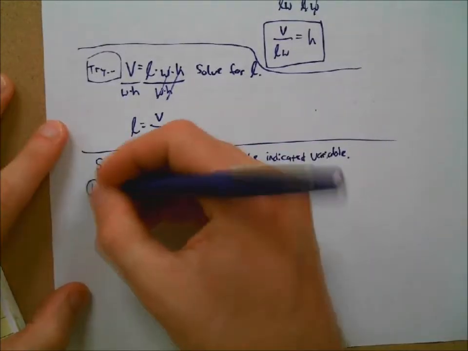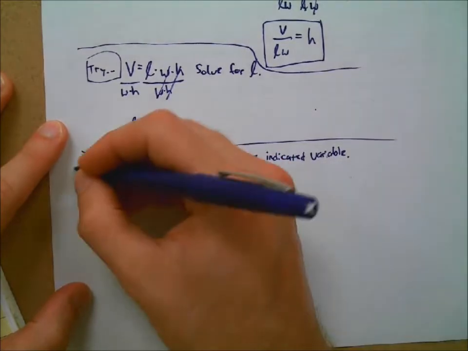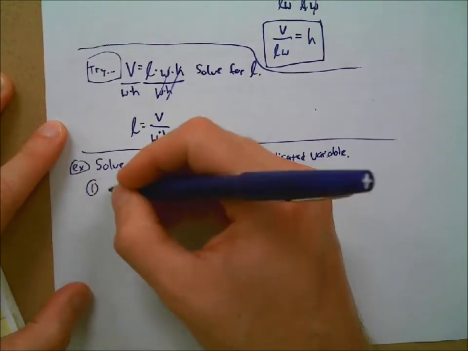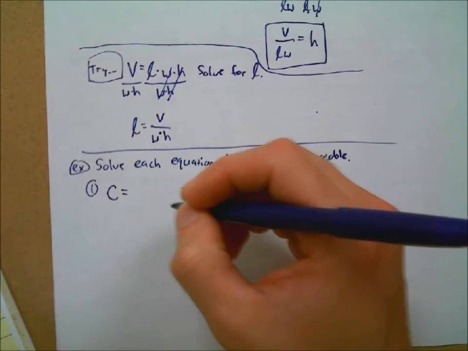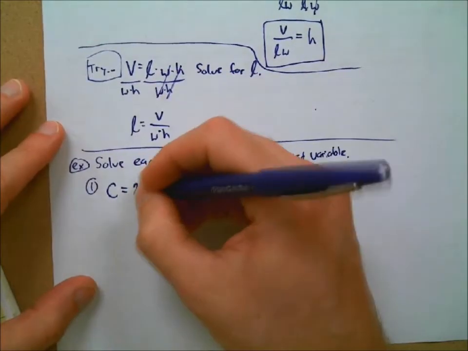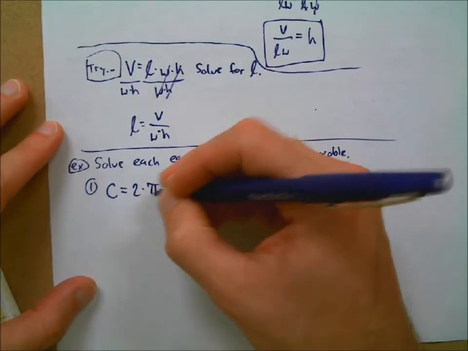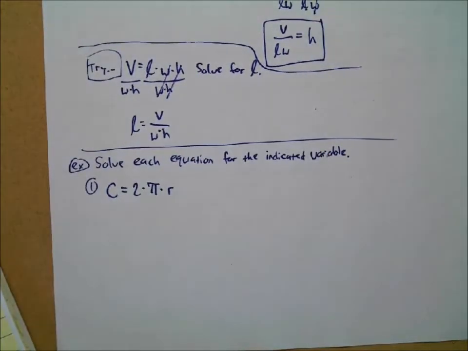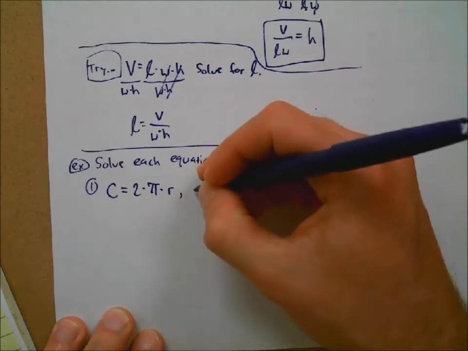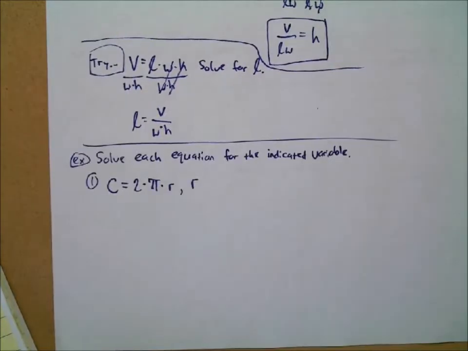Okay, these will be, again, just some more examples here, some more practice. We're going to do some different kinds of problems than just the volume one there. C equals 2 times pi times r. Okay, there's our formula, and we're going to solve for the variable r. Okay?